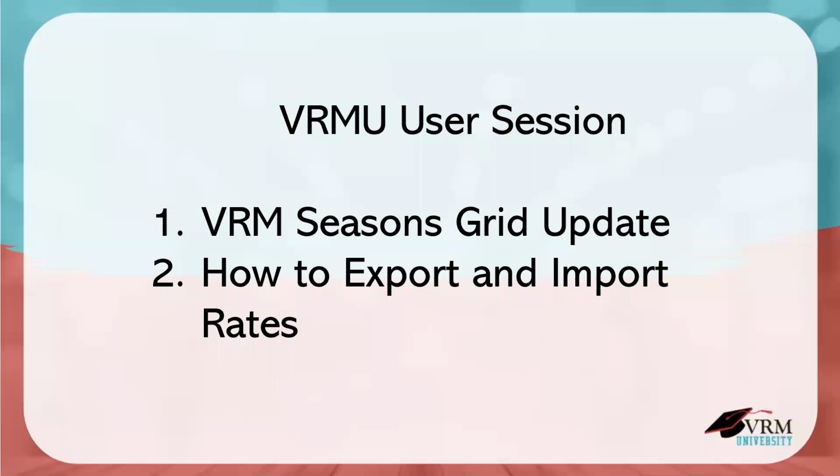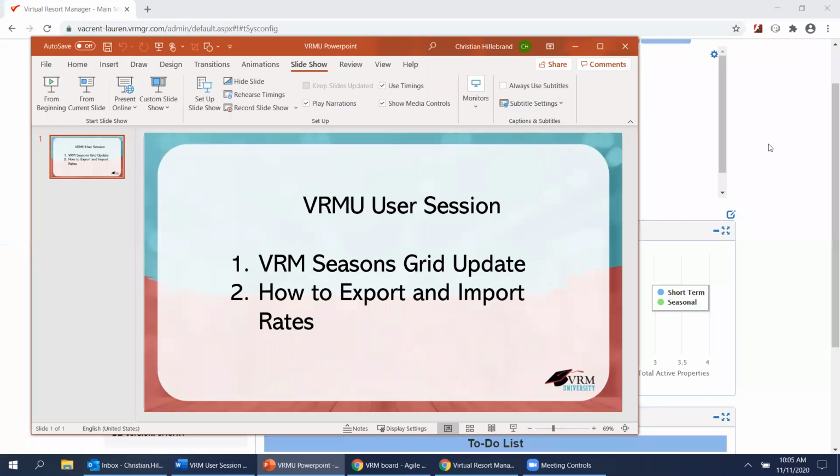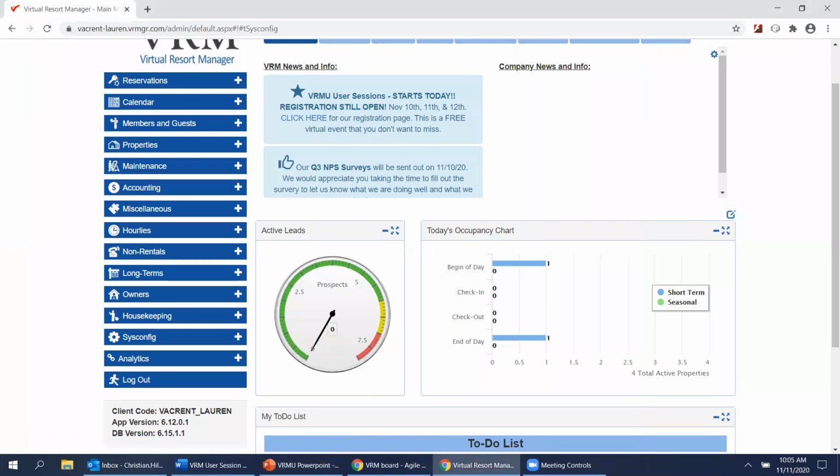So without any more to-dos, we're going to get started, and today we're going to review the season grid update first, and then we'll come back and we will review how to export and import rates. With the season grid update, I'm going to cover not only how to extend the seasons, which is new functionality, but I'm also going to show you all of the new additions to the season grid.